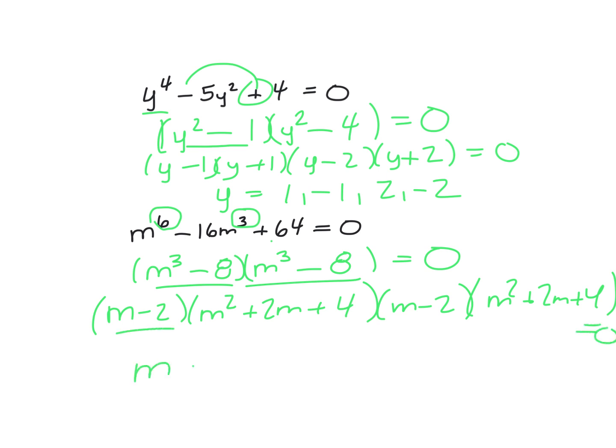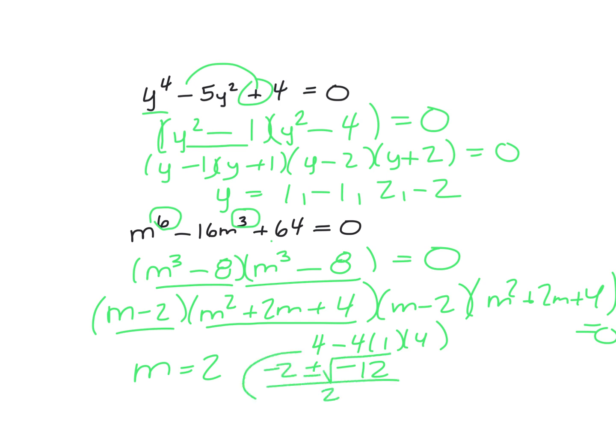That's going to give me m to be positive 2. And then I would need to solve this using the quadratic formula. I'd find my discriminant, 4 minus 4 times 1 times 4. 4 minus 16 is a negative 12. I'd use the rest of the formula. I could simplify that, but I know they're not going to be real solutions.